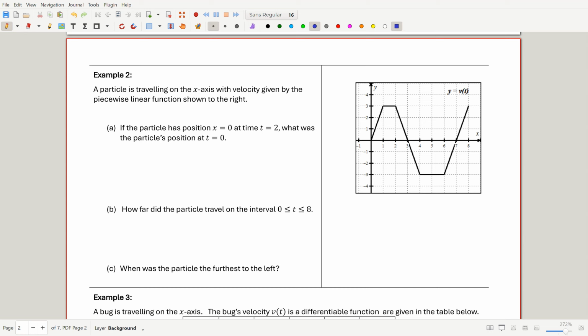if the particle is traveling on the x-axis, sorry, just jumping right into a new one. So now we have a graph rather than a function. So this one should be a little bit easier. If the particle has position x equals 0 at time t equals 2, what was the particle's position at t equals 0? And this is the graph of the velocity. So at t equals 2, we were at 0. What are we going to do with this area to work our way back to 0? That's really the question.